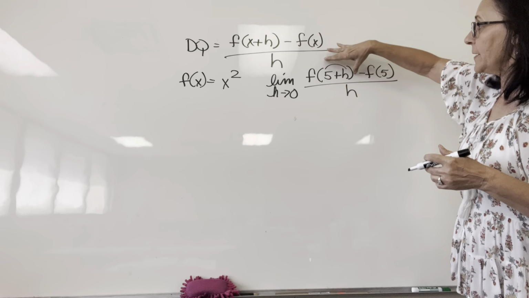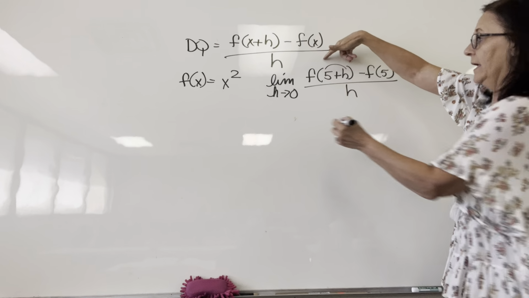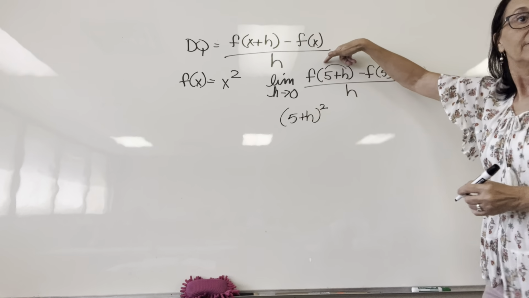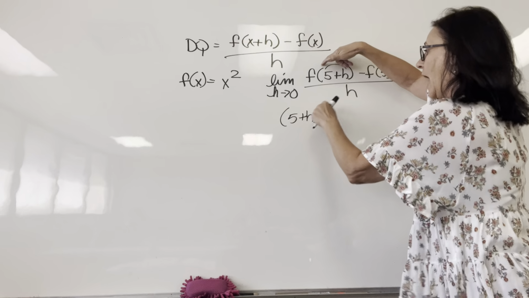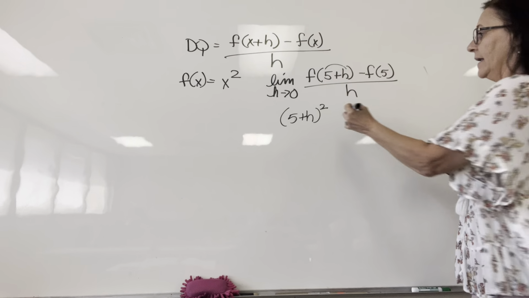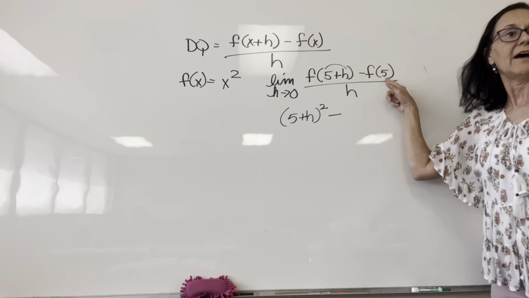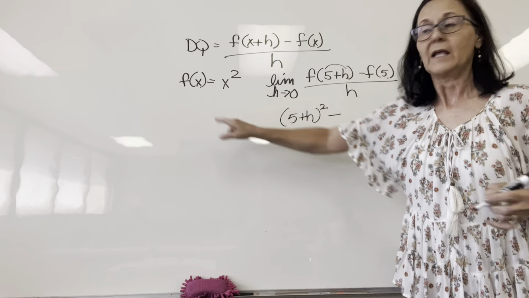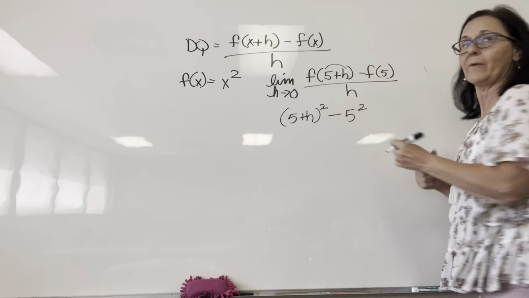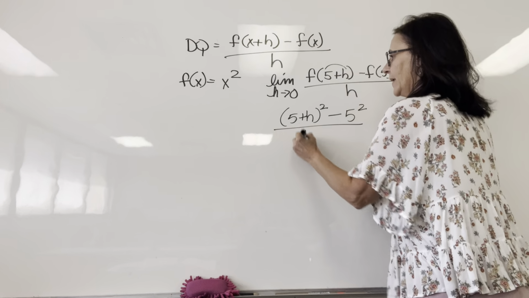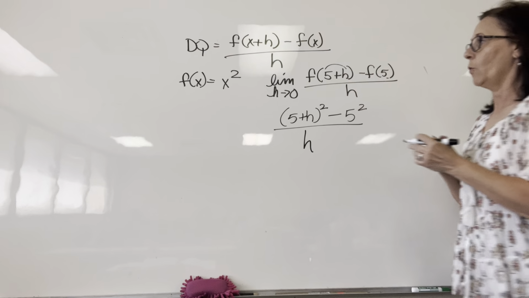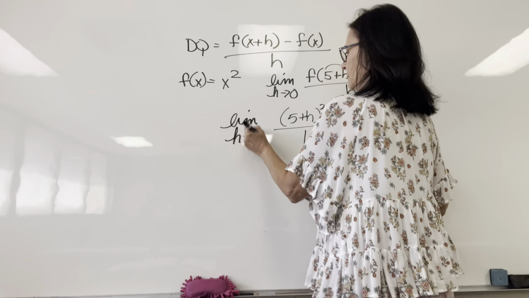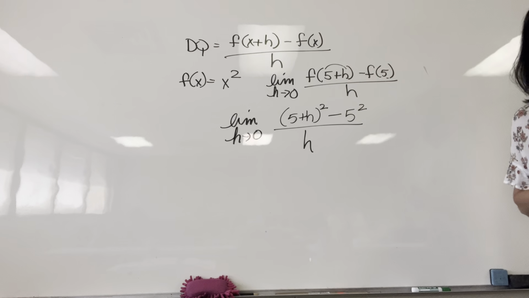All right, so this piece right here is going to be 5 plus h squared. Right, this is my x value. I'm squaring it. Now this says just subtract f of 5. This says now plug 5 in where x is. So that's 5 squared. That's correct. All over h. And that's the limit. Well, we're not done. Okay, we've got to do the algebra.